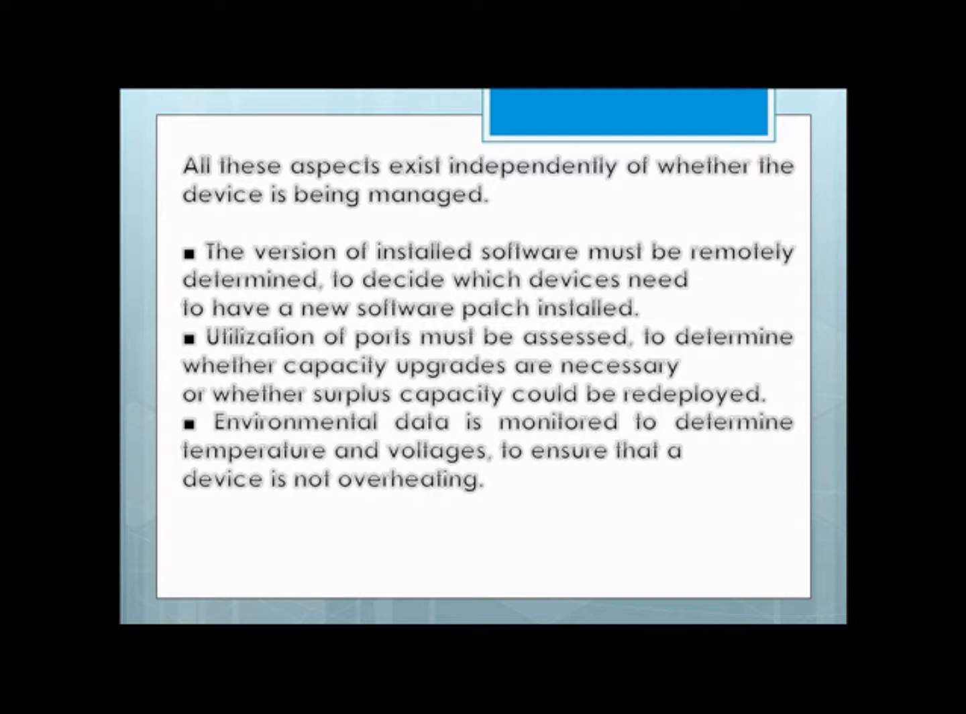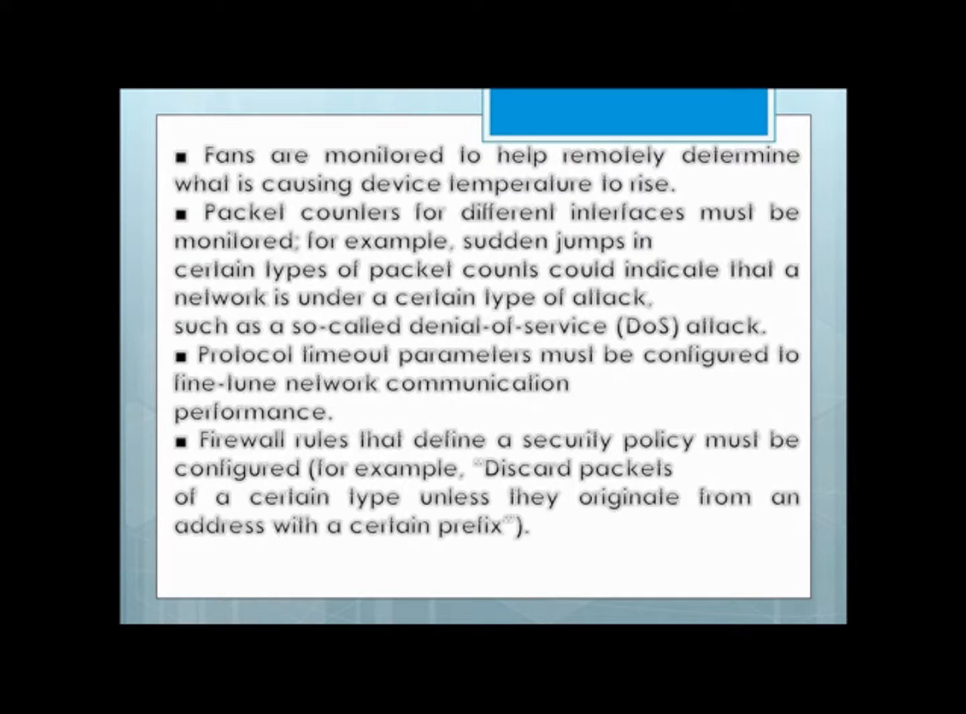redeployed. Environmental data is monitored to determine temperature and voltages to ensure that a device is not overheating. Fans are monitored to help remotely determine what is causing device temperature to rise. Packet counters for different interfaces must be monitored. For example, sudden jumps in certain types of packet counts could indicate that a network is under a certain type of attack, such as a so-called denial of service or DOS attack.